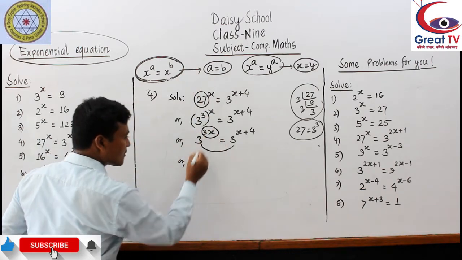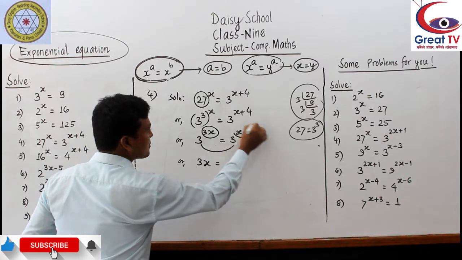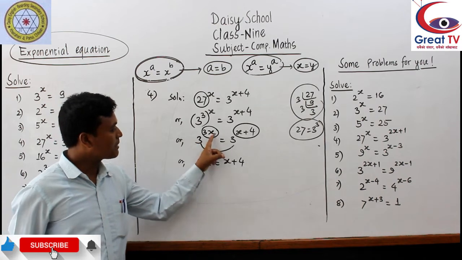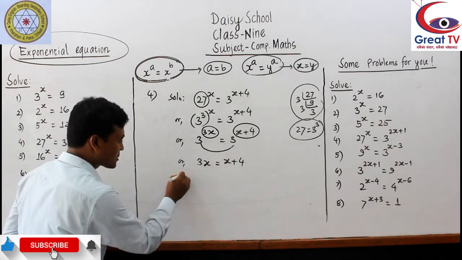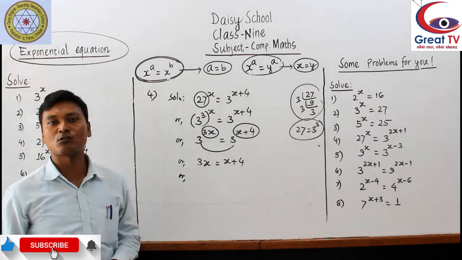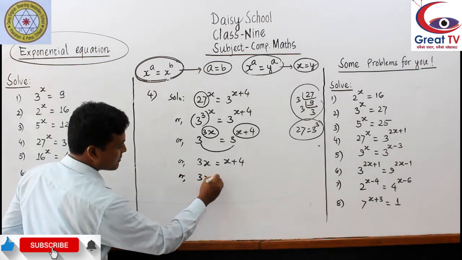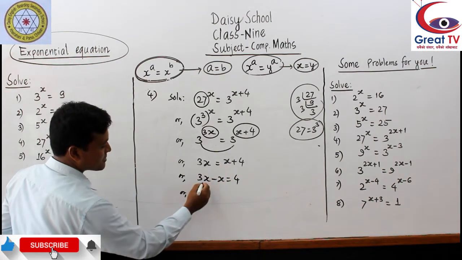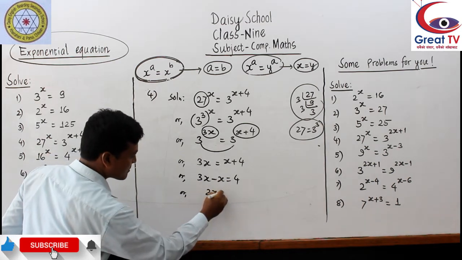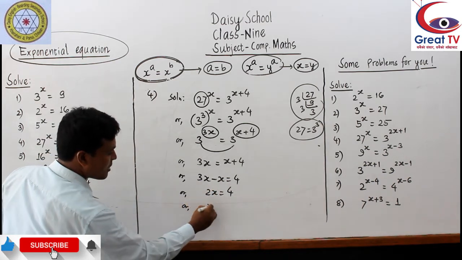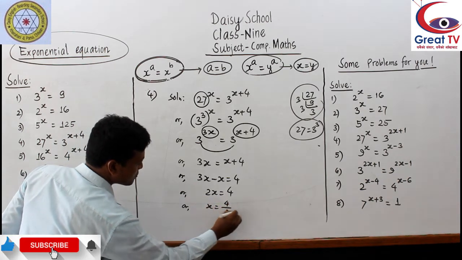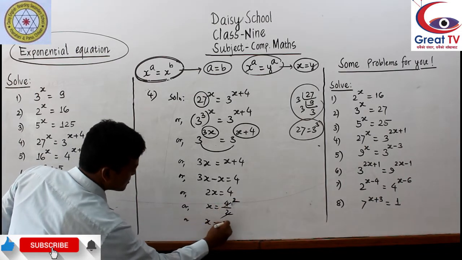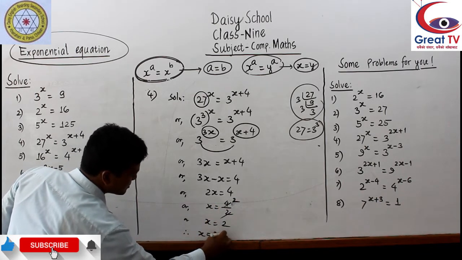Then what is the power over here? 3x is equal to, what is the power on the right side? x plus 4. If the bases are same, the powers are equal. Then we must solve to get the value of the variable. Take 3x, minus x is equal to 4. After this, these can be simplified: 2x is equal to 4. After this, x is equal to 4 upon 2, and 2 twos are 4. So x equals 2.